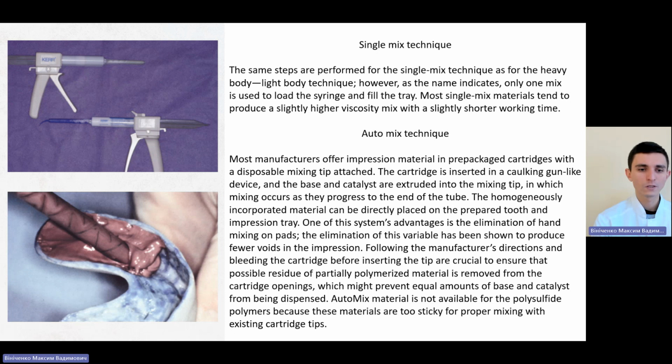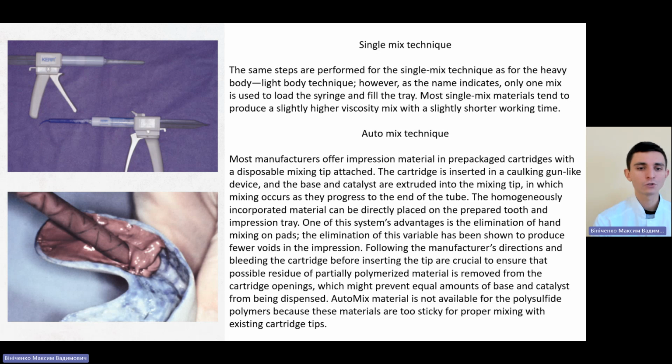One of this system's advantages is the elimination of hand mixing on pads. The elimination of this variable has been shown to produce fewer voids in the impression. Following the manufacturer's directions and bleeding the cartridge before inserting the tip are crucial to ensure that possible residue of partially polymerized material is removed from the cartridge openings, which might prevent equal amounts of base and catalyst from being dispensed.